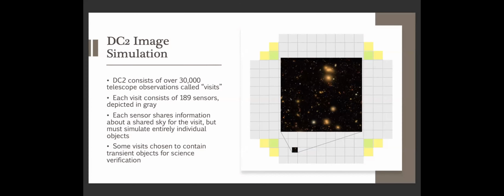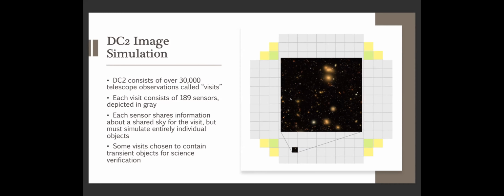So what does the actual technical task look like in practice? Essentially, we have 30,000 individual telescope observations we call visits. And each of these visits consists of simulating the image on 189 distinct sensors of the camera, which are depicted as gray boxes on the figure to your right. Each individual sensor shares some information about a shared sky for a single pointing of the telescope, but must simulate the objects entirely individually for its own camera.